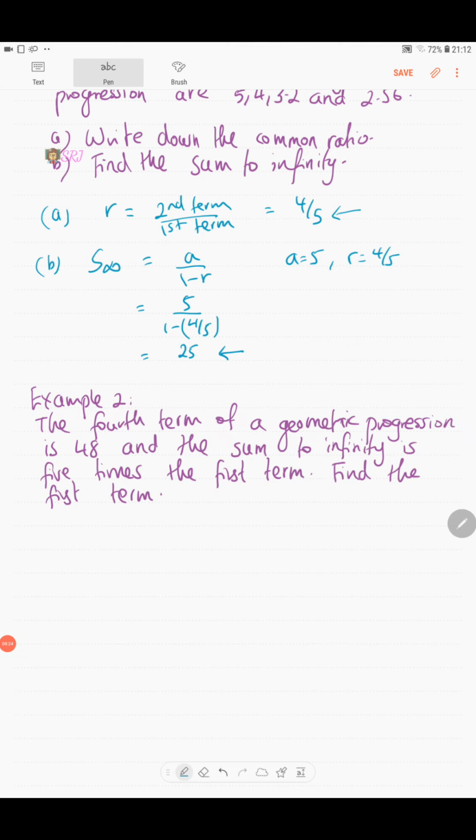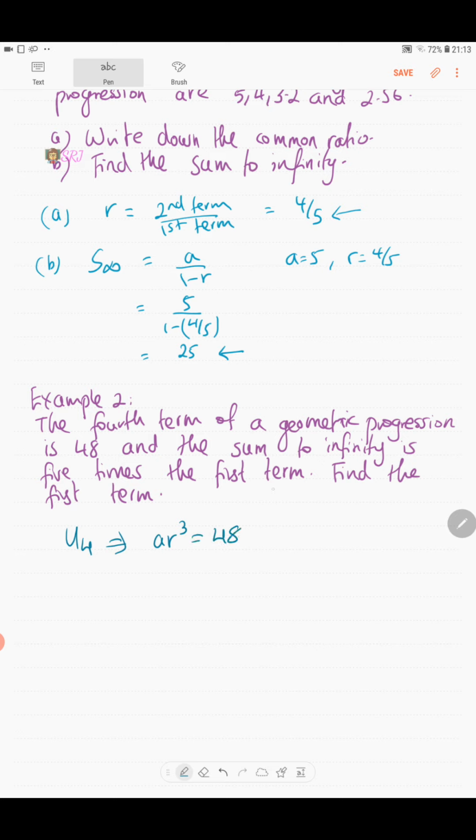We proceed with a second example. The fourth term of a geometric progression is 48, and the sum to infinity is 5 times the first term. Find the first term. The fourth term is 48. U4, which is ar cubed, the fourth term of a geometric progression. So a and r both are unknown. So we take them to be a and r. So the fourth term is written as ar cubed. This is equal to 48.